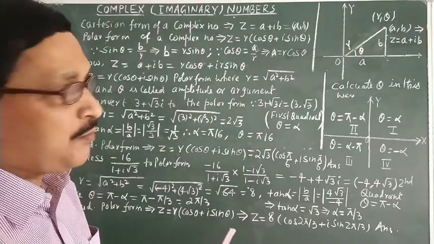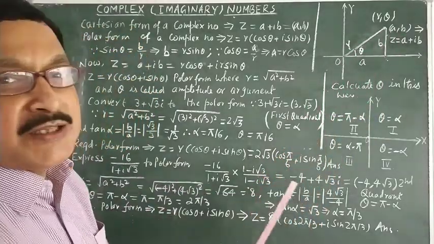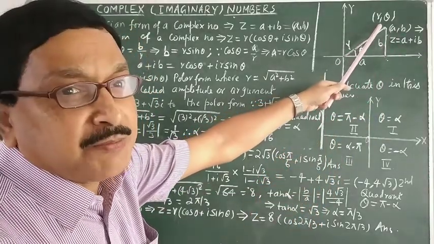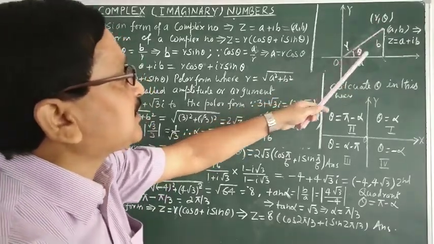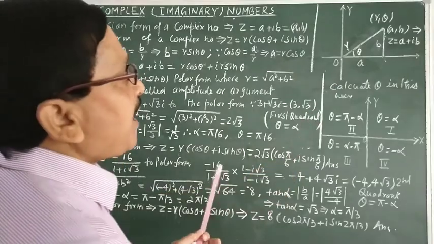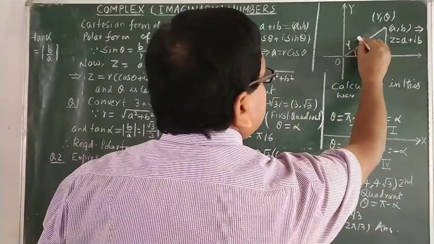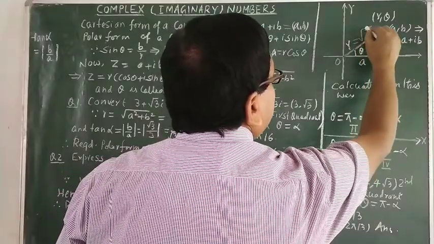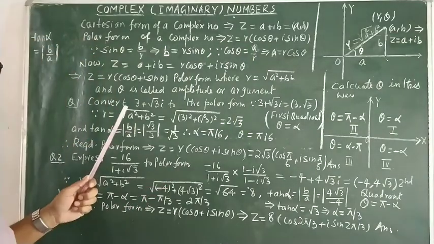What is polar form? You know the meaning of (A, B), A and B. Likewise, the meaning of R and theta. This is the polar representation. R means this length is R, and this angle is theta. The value of R is equal to root over A square plus B square, by Pythagoras theorem.